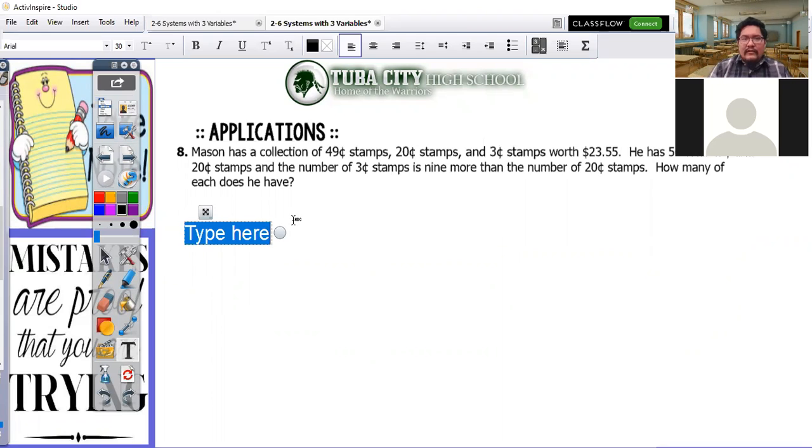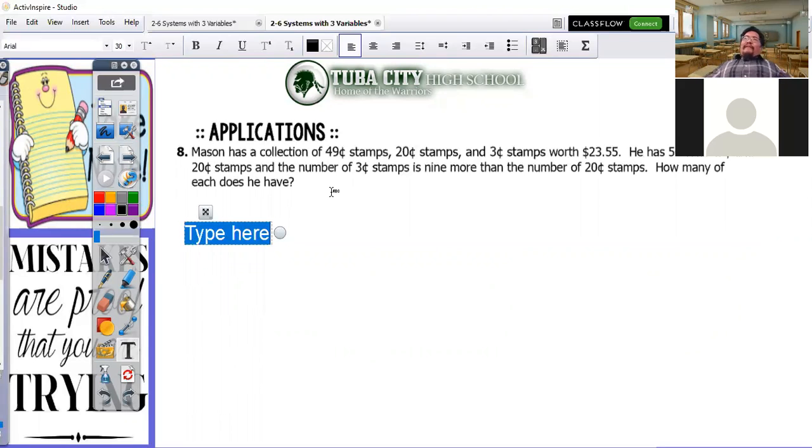Mason has a collection of 49-cent stamps, 20-cent stamps, and 3-cent stamps worth $23.55. I'm sorry, he has 56 total 49-cent stamps and 20-cent stamps, and the number of 3-cent stamps is 9 more than the number of 20-cent stamps. How many of each does he have? Okay, so that one made my brain overheat just reading it.